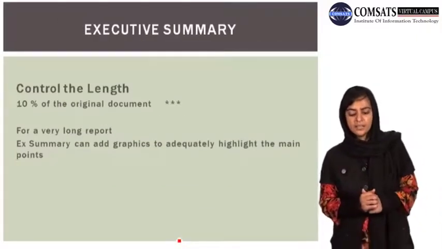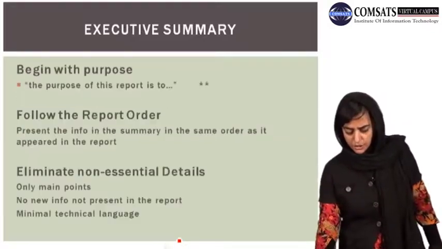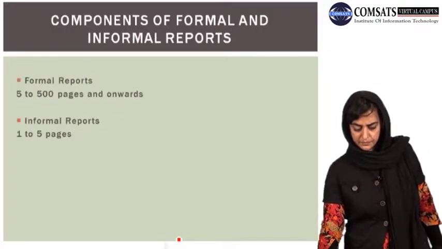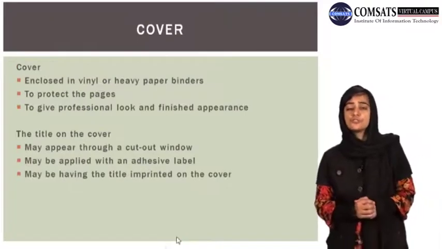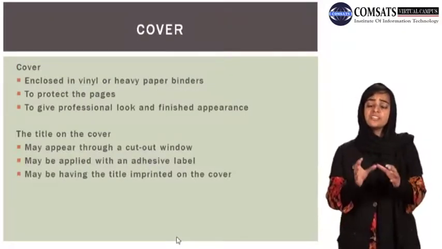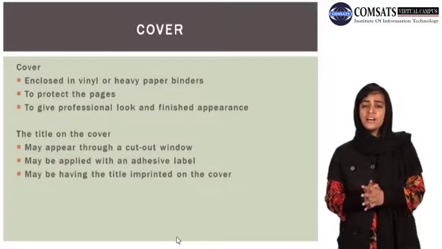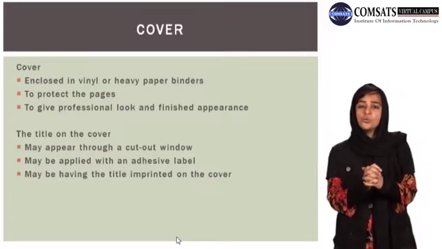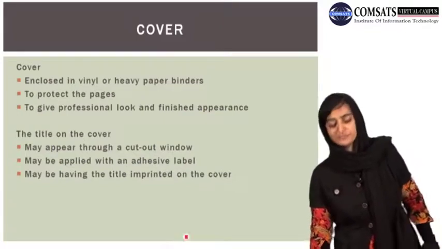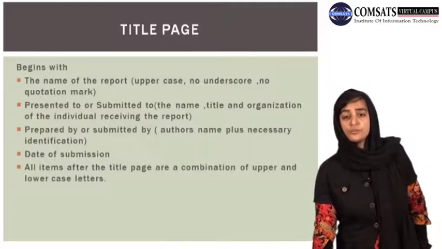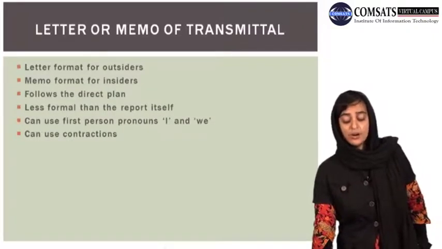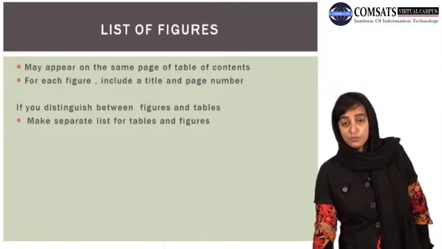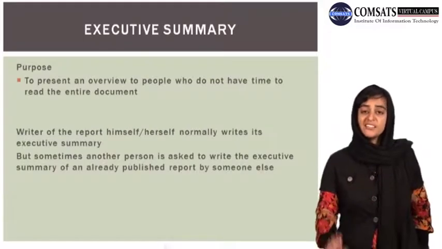Okay, dear students, today in the lecture we discussed the additional portions of a report in addition to the introduction, text and conclusion portion, which are optional for an informal report but are normally present in the formal report. We started with the first part, that is the first page, the cover. After that we moved on to the title page, then the letter or memo of transmittal. Next, dear students, we discussed the table of contents, and then we moved on to the list of figures, and then we discussed the executive summary.